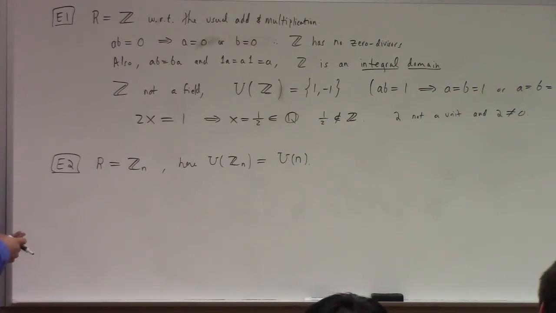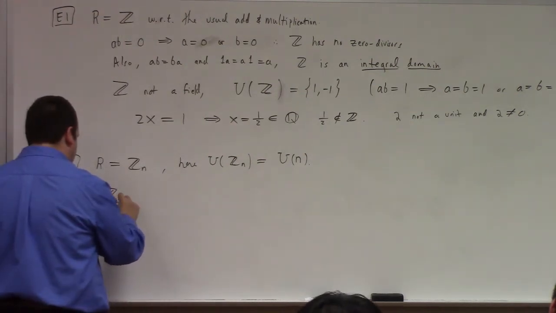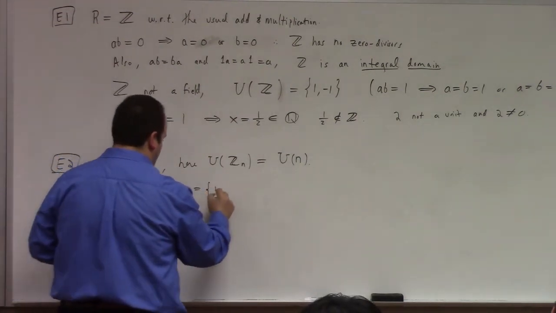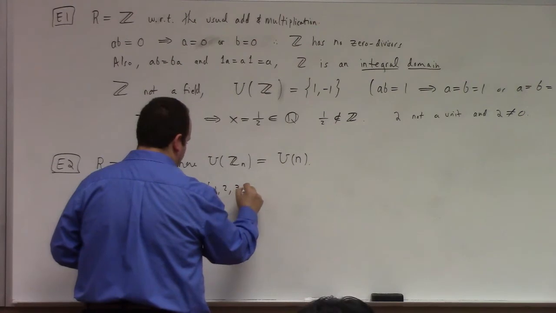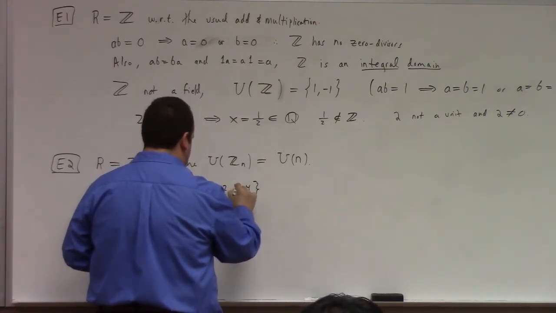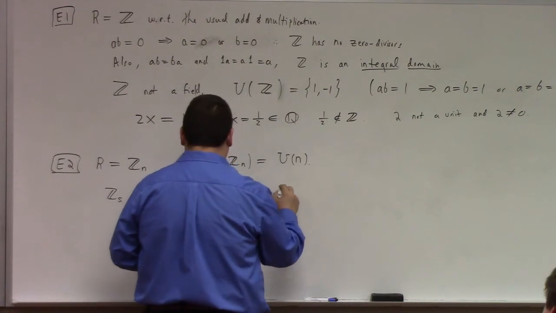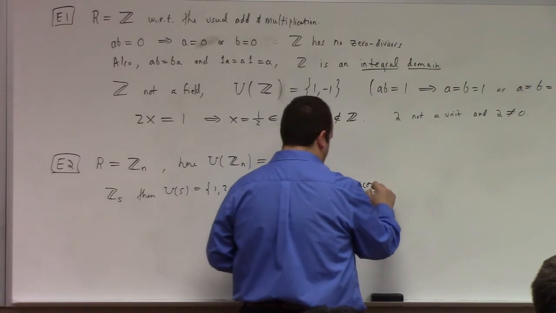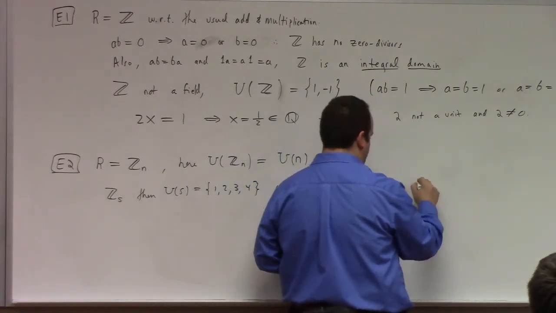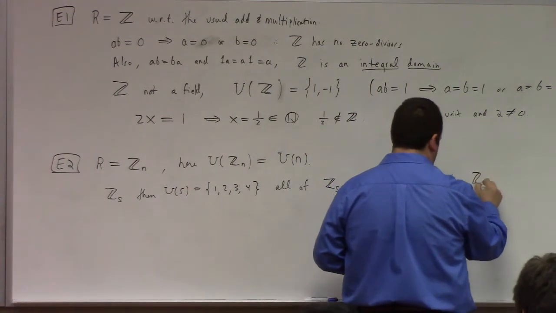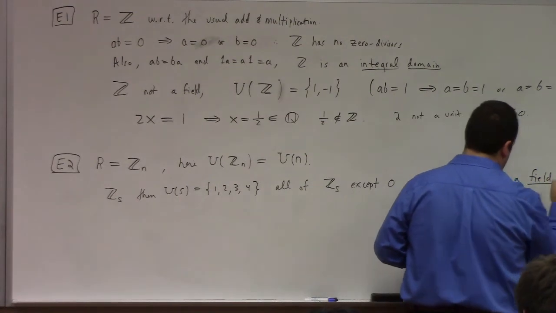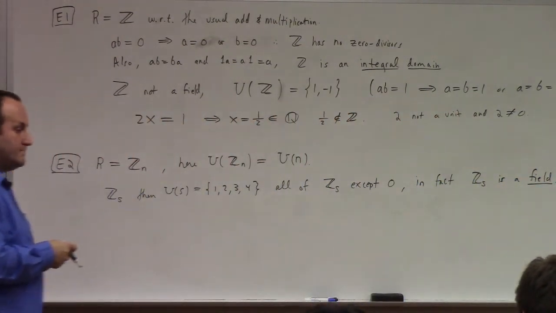Where are we? So the group of units is just that, right? For example, if we look at Z5, then you guys know U5 is 1, 2, 3, 4, right? This is all of Z5 except for what? In fact, Z5 is a field. It's an example of what's called a finite field. All right.